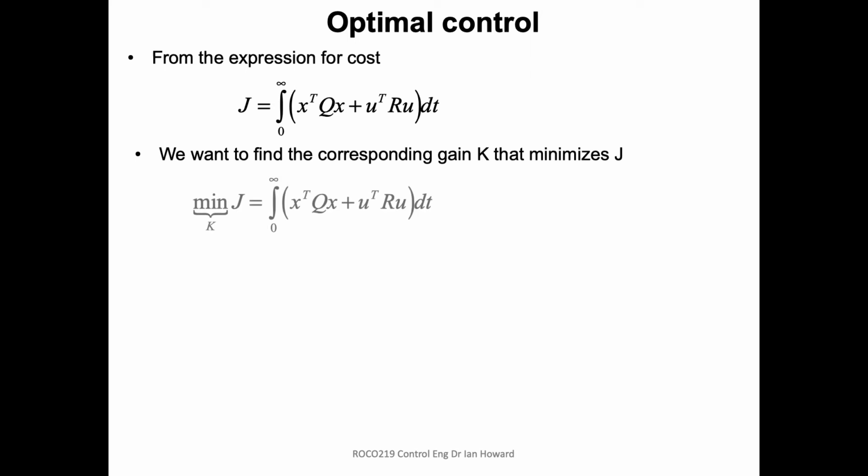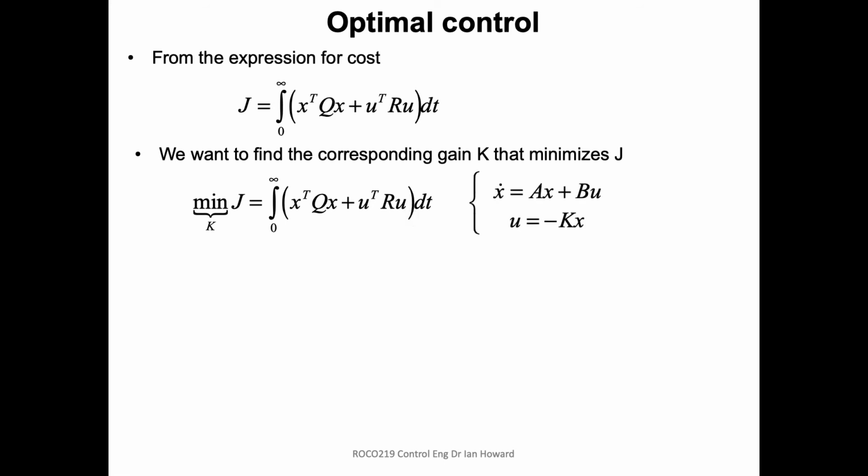So from the expression of cost, we want to give our controller system a value of K, the gain of the system, which minimises this cost. And that's the idea of using this optimal control strategy. We're saying now we want to design K, but we want to do it on the basis of minimising this cost function. So this is what that is saying. It wants to find the K that minimises this cost function.